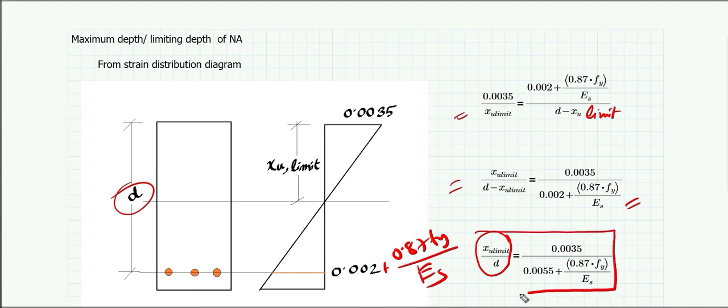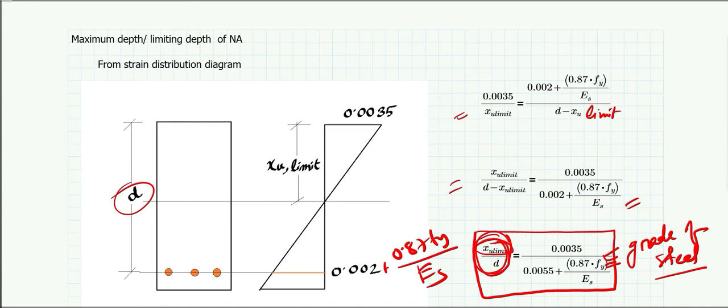So this equation is very important. Here you can see that the limiting depth of the neutral axis, or this particular ratio, is a function of Fy, the grade of steel. It doesn't depend upon the dimensions of the concrete or the grade of the concrete. Whether your section is wide or narrow, it doesn't depend on that. Whether your concrete has a characteristic strength of M20, M30 or M45, it doesn't depend on that. It only depends on the grade of the steel. So for a particular grade of steel, you can find the limiting depth of the neutral axis.